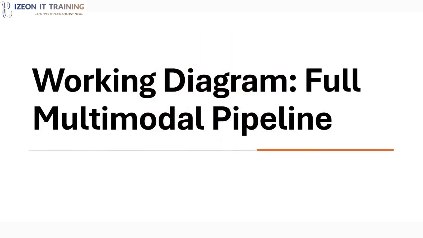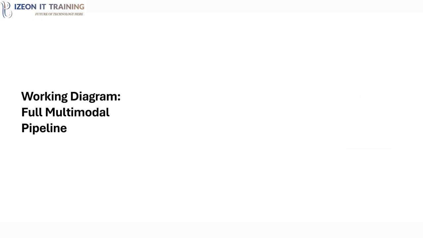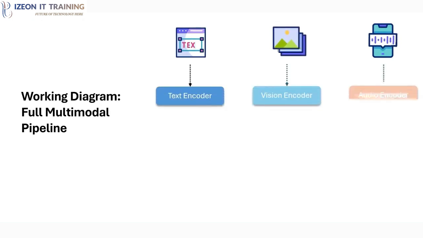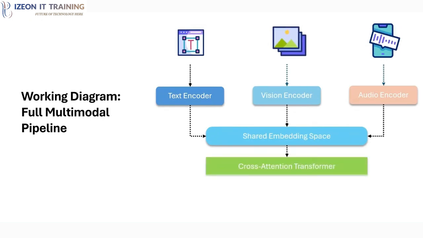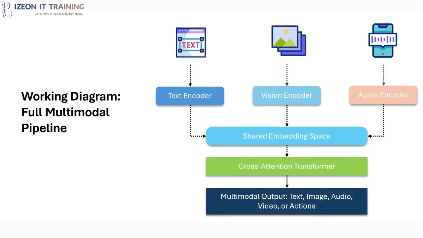Now let us go through a working diagram of a full multimodal pipeline. As you can see on the screen, first it takes different inputs. It could be text, image or even a video. Then it uses encoders for each modality. Later, these inputs will be translated into a common AI language. Then, a multimodal transformer uses cross-attention to connect relationships across text, images, and audio. And finally, the model generates a response.